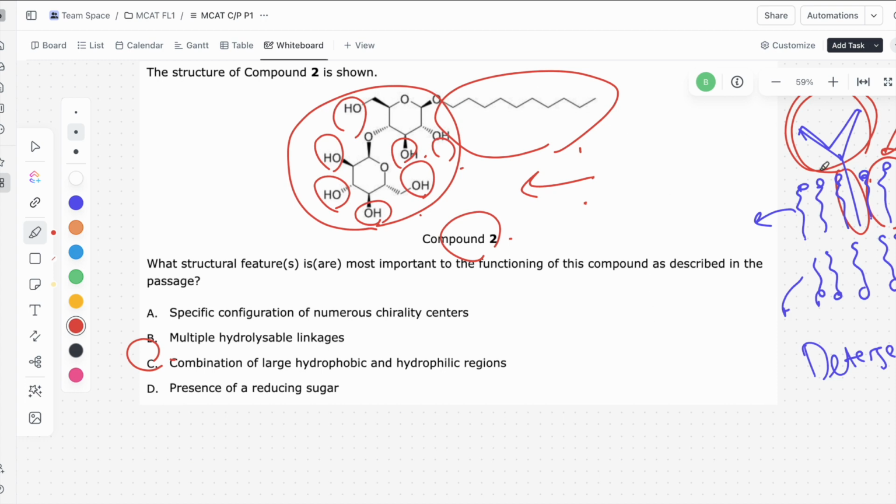All right. Multiple hydrolyzable linkages. Again, hydrolysis is not what's going to be releasing this protein. There is no hydrolysis that happens when you're dissolving out the membrane. And specific configuration of numerous chirality centers, again, the chirality doesn't matter. It's not really specific when you're dissolving the membrane, as far as I know. These chiralities could have been all different, and it wouldn't have mattered in dissolving this membrane here. The most important feature was the hydrophobic and hydrophilic regions.